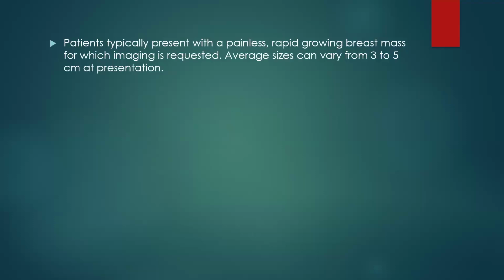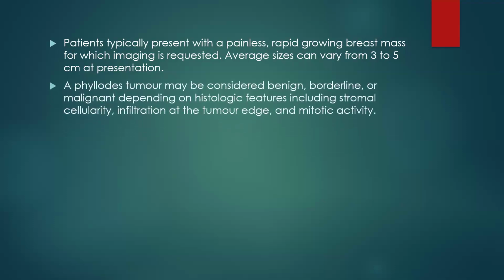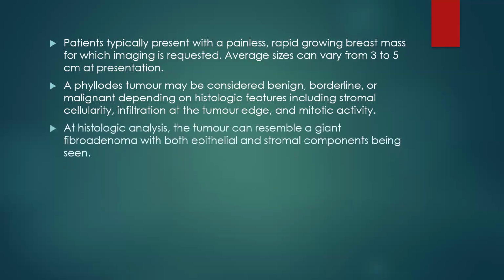Patients typically present with a painless, rapidly growing breast mass for which imaging is requested. Average size can vary anywhere from 3 to 5 centimeters at presentation or even more. Phyllodes tumor can be considered benign, borderline, or malignant, depending on the histologic features, including stromal cellularity, infiltration at the tumor edges, and mitotic activity. At histologic analysis, the tumor can resemble a giant fibroadenoma with both epithelial and stromal components being seen.